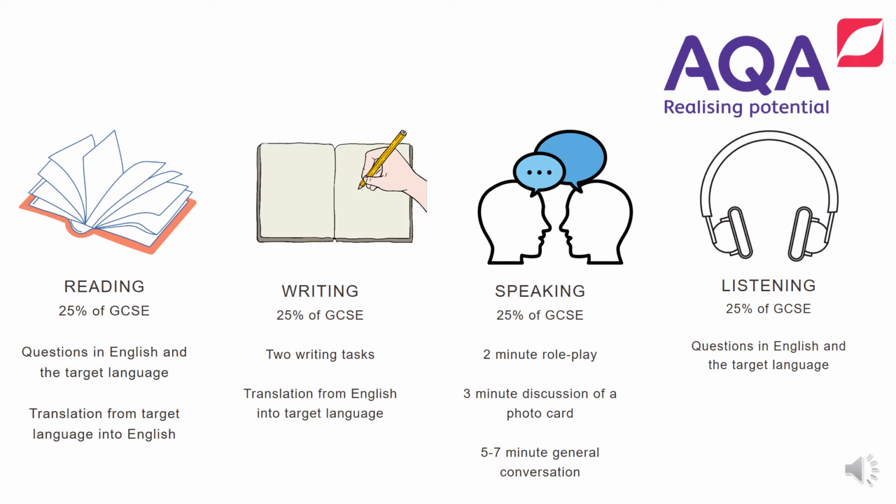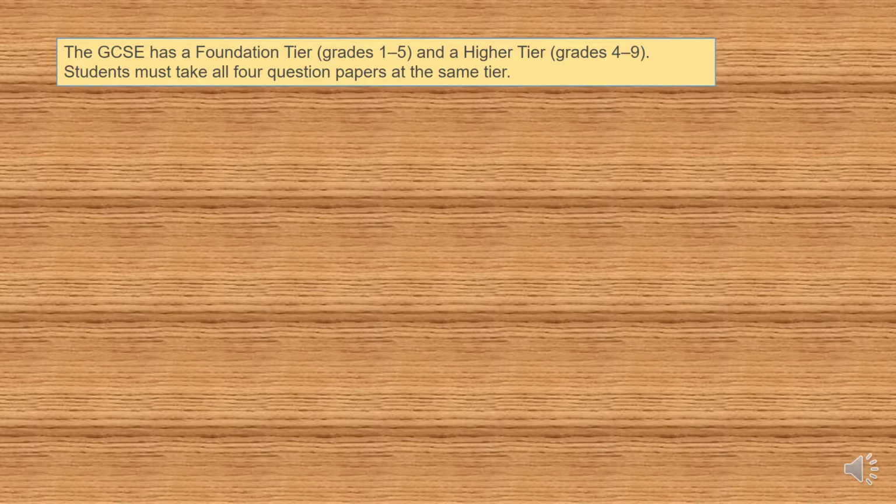The exam is split into 4 areas, the 4 skills that you're used to, so reading, writing, speaking and listening as always, and each of those elements is worth 25% of the GCSE grade. You can see there briefly what those exams consist of. GCSE has foundation tier, so that's grades 1 to 5, and a higher tier, grades 4 to 9. Students must take all 4 question papers at the same tier. There's no mixing and matching.